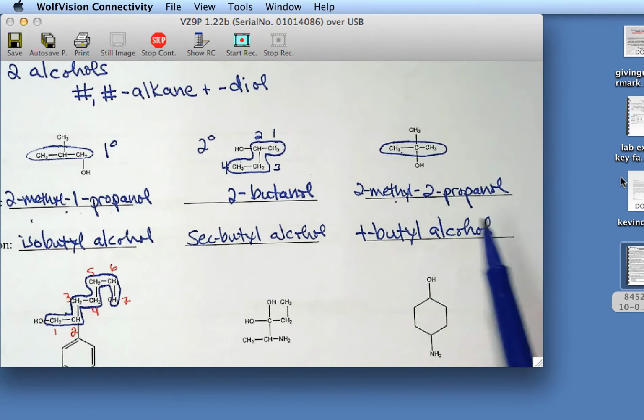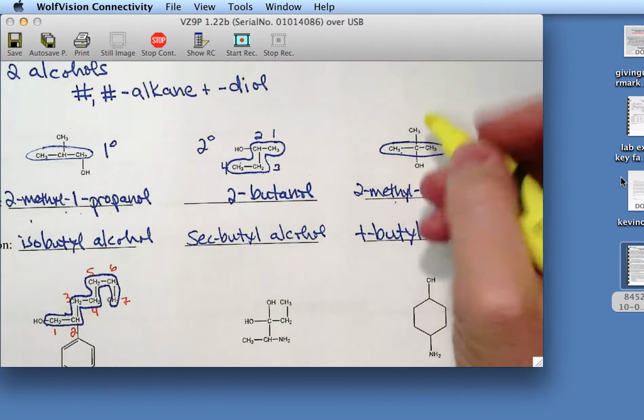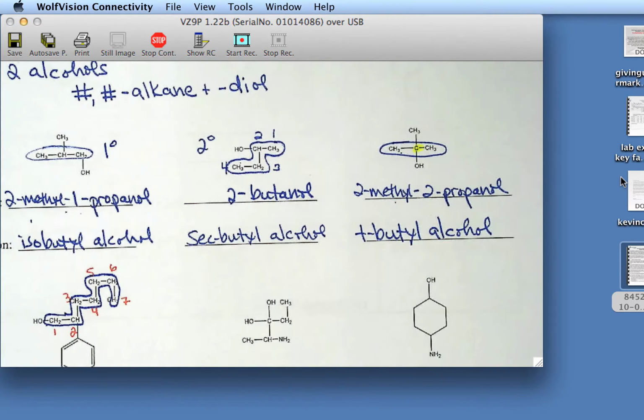All right, T-butyl alcohol, primary, secondary, or tertiary? So look at the carbon that bears the OH. See how many other carbons it's bonded to. Tertiary.